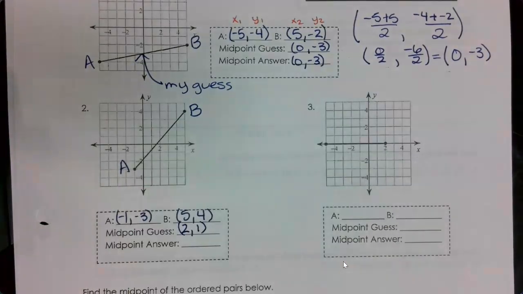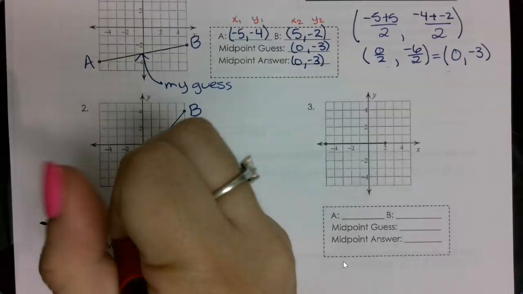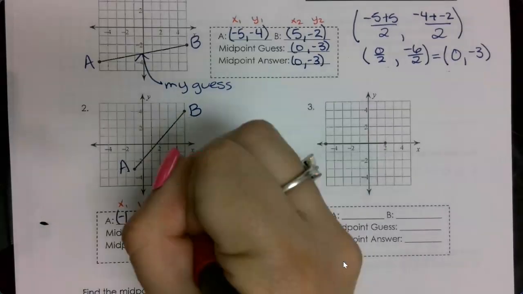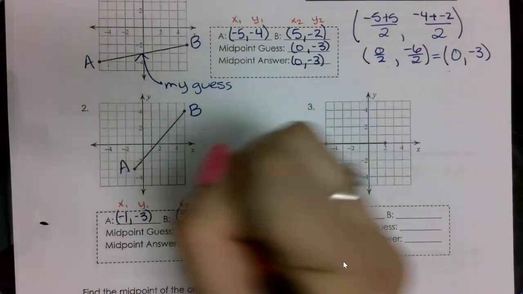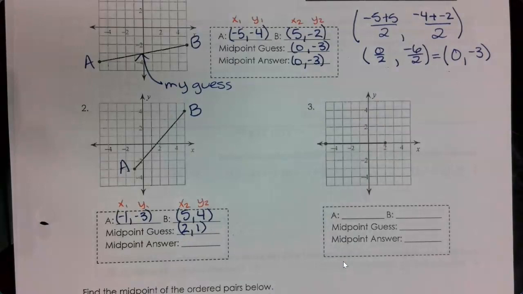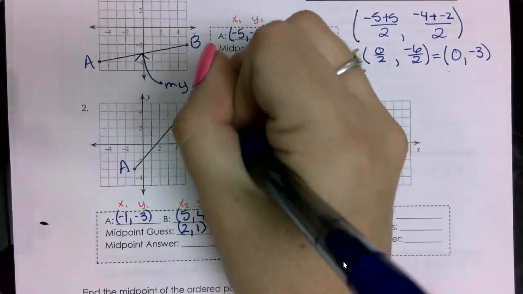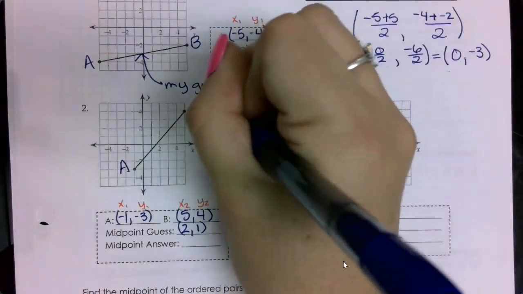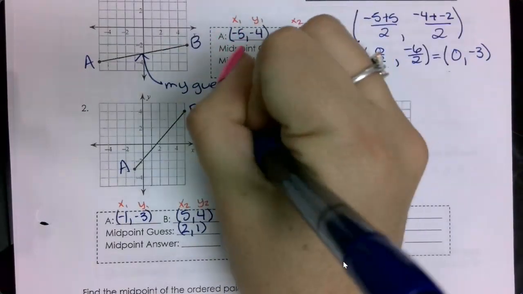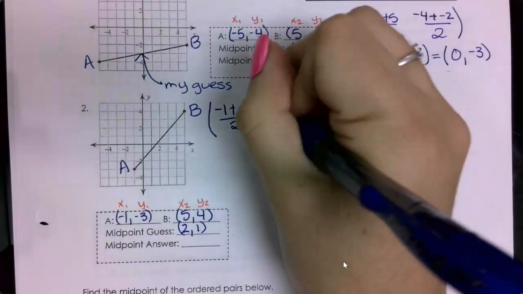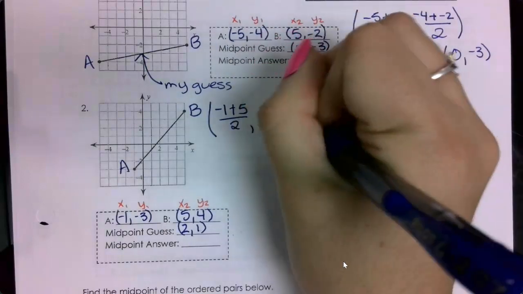So then I want to go ahead and plug into my formula. I need to label my points, x sub 1, y sub 1, x sub 2, y sub 2. So plugging in, I'm going to have -1 plus 5 divided by 2, and then -3 plus 4 divided by 2.